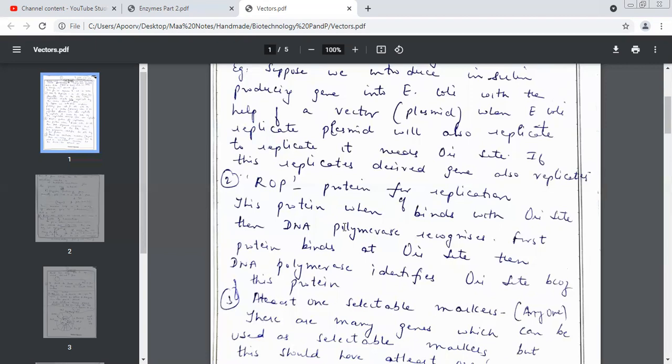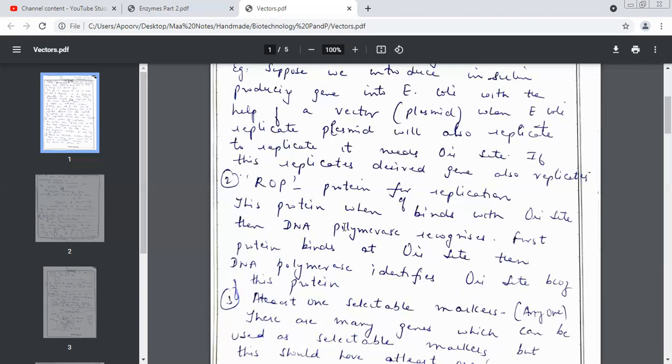So we have done two essential features which should be present in vectors. Which was the first one? Able to replicate. Yes, it should be able to replicate. And it is able to replicate only if it has a specific site. What is that site called? ORI site. What does the word ORI mean? Origin. Origin of? Yes, origin of replication. Basically, ORI stands for origin. So the ORI site is the site where the replication process is going to start.